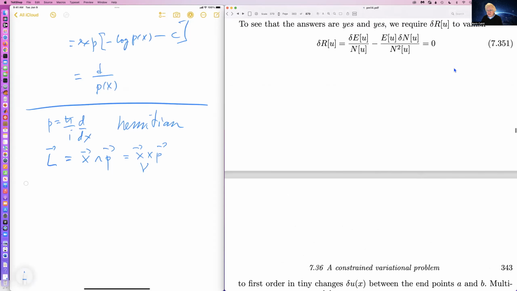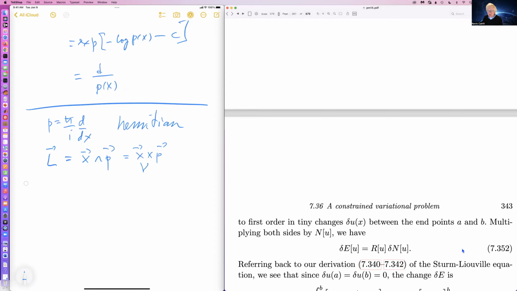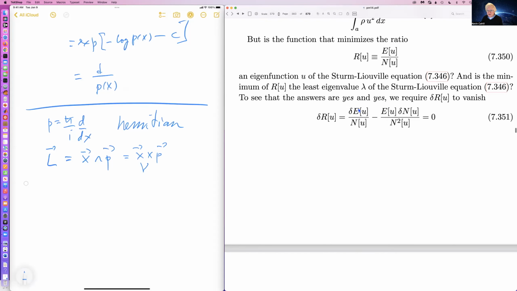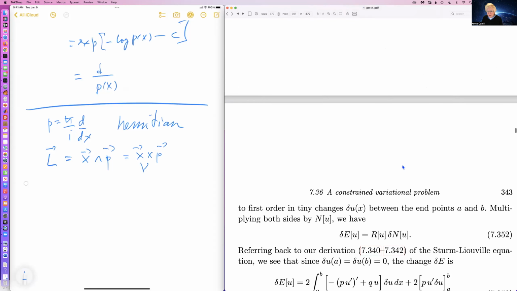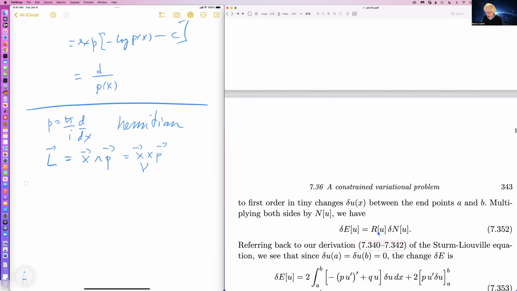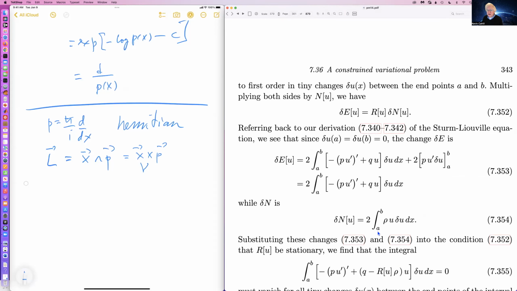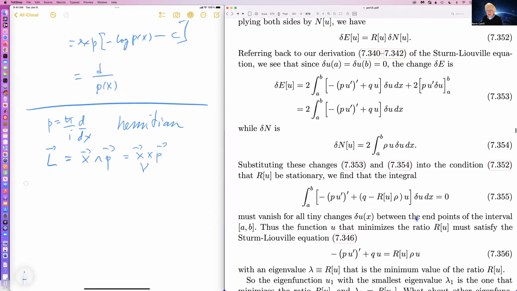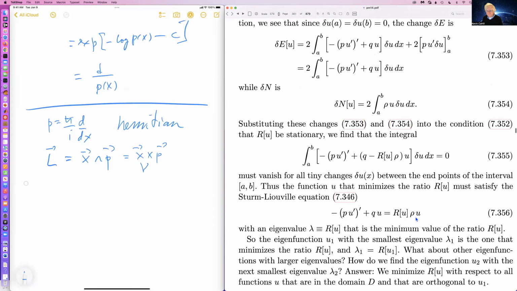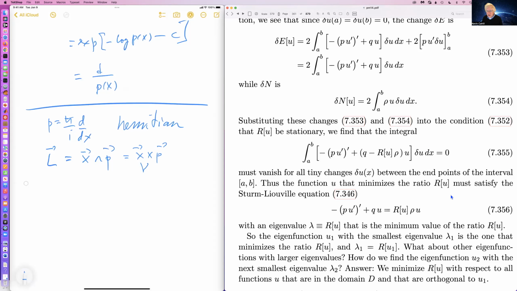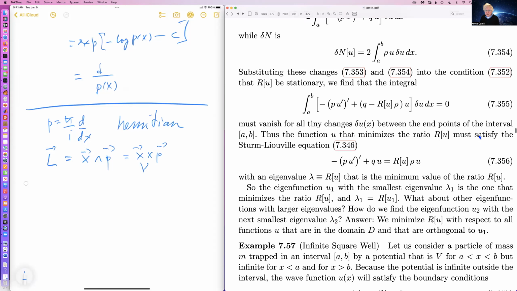But we multiply both sides by n, so we get this equation. And then that equation is just that the variation of e is the variation of n times r. And on the other hand, what's the variation of e? That's this. What's the variation of n? It's that. And so we find that the function that minimizes the ratio satisfies this differential equation, and the eigenvalue is this r.